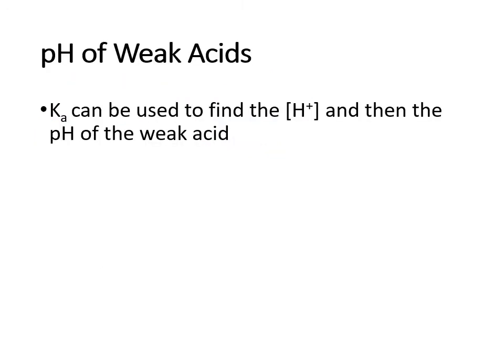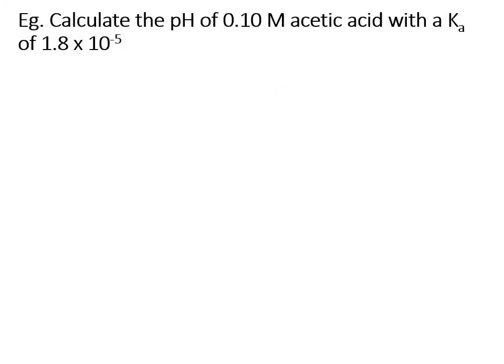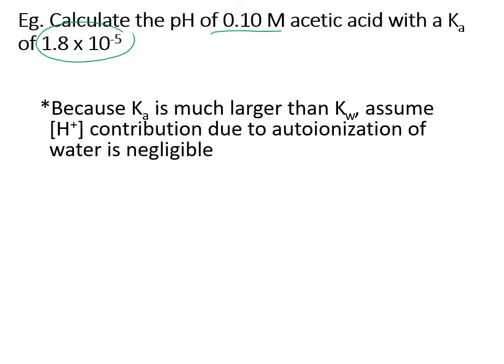So pH from this. Ka can be used to find the hydrogen ion concentration, and once you have hydrogen ion concentration, it's just a quick jump over to pH. So calculate the pH of a 0.1 mole per liter solution. This is acetic acid again, and they're giving us the Ka of 1.8 times 10 to the negative 5. We want to find what the pH is.